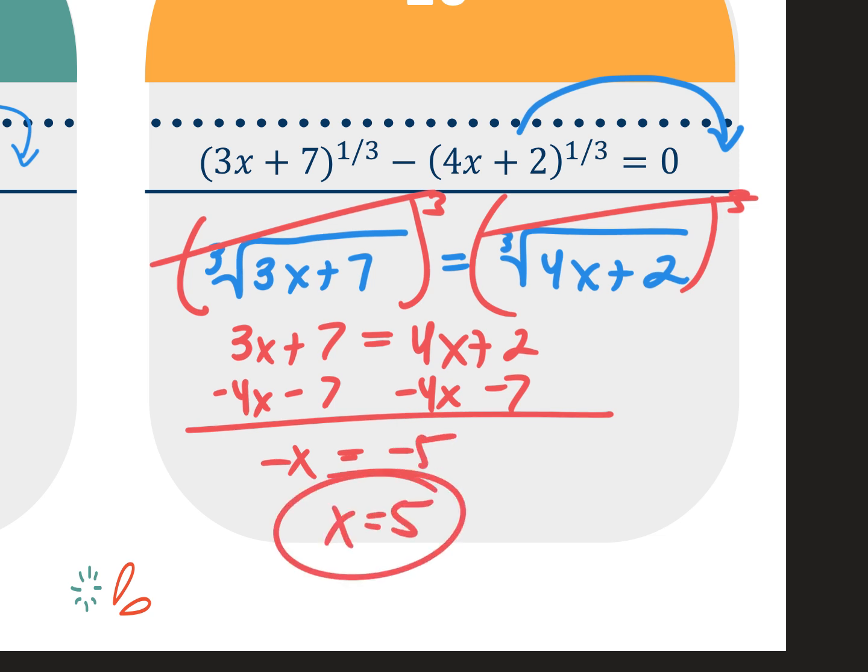And when you get x equals a number, hang on, Luke. What can you do? Always, always, always you can check if you want to. Yes, sir.